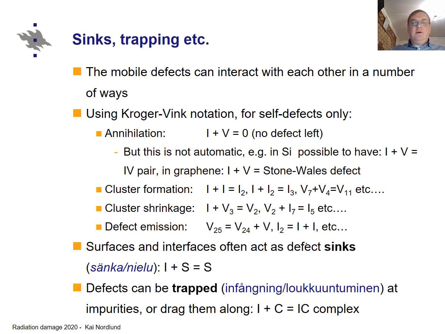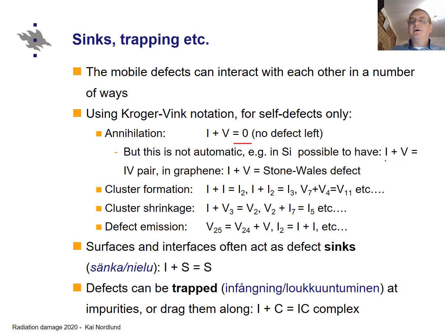So for these processes, one can actually use this Kröger-Vink defect notation to symbolize what's happening. So the simple process of interstitial and vacancy annihilating each other can be written as I plus V equals 0, that is, no defect is left.